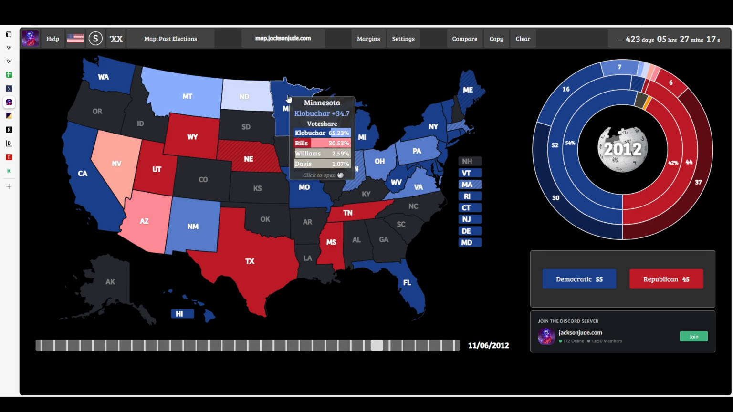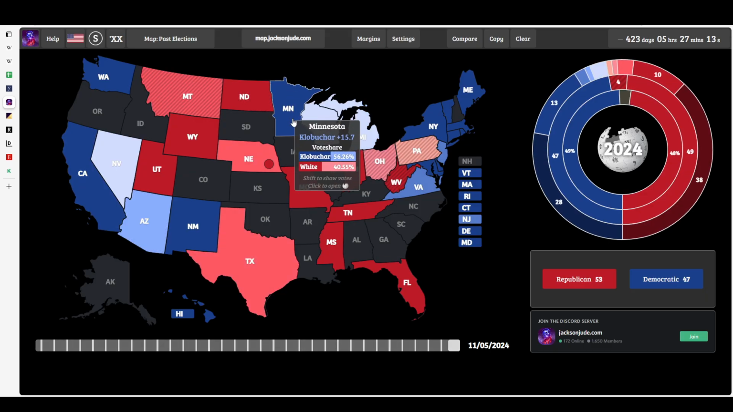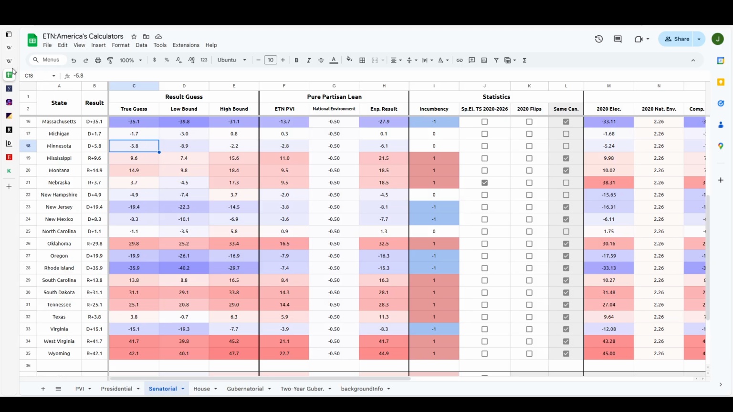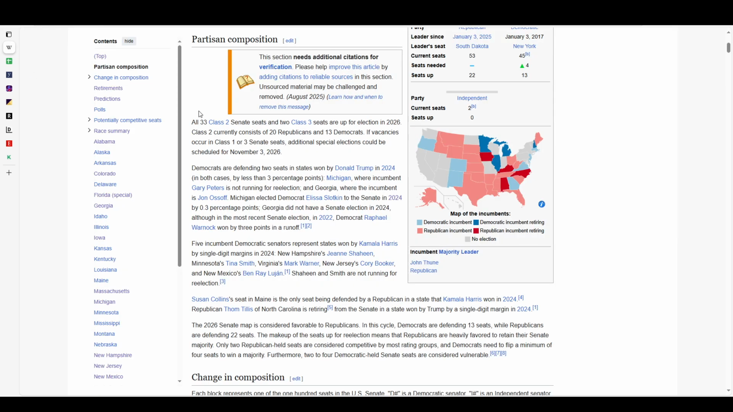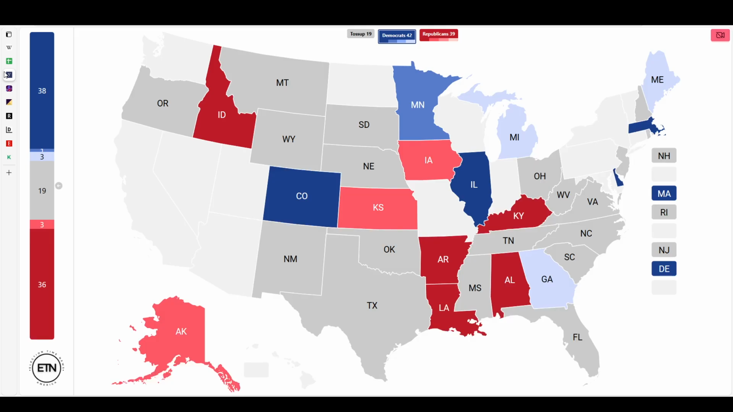So that's going to be the main concern, I guess you could say. But Amy Klobuchar, 15 points. So that's going to be the main thing to watch there. Royce White, not necessarily a strong candidate. He seems somewhat controversial. It's just a very red year.